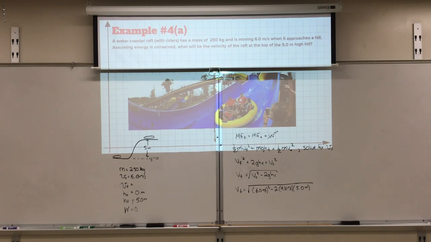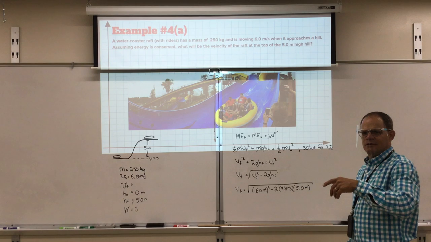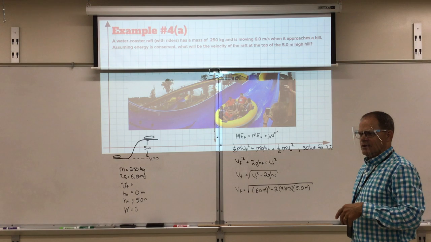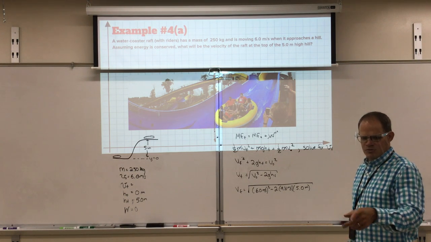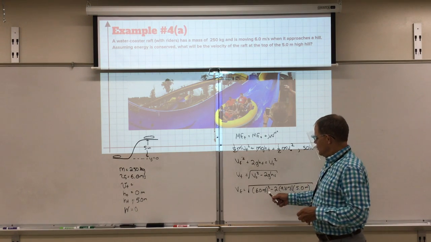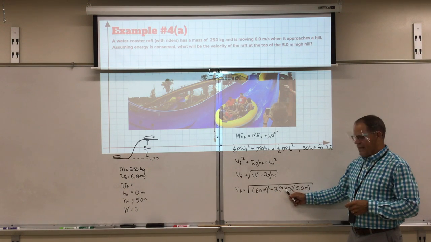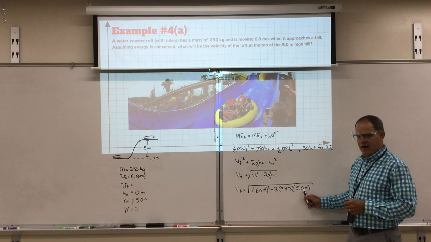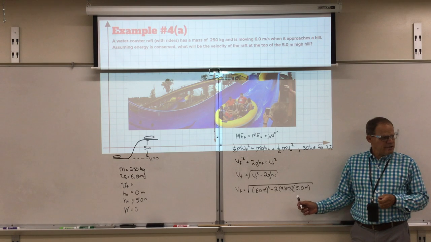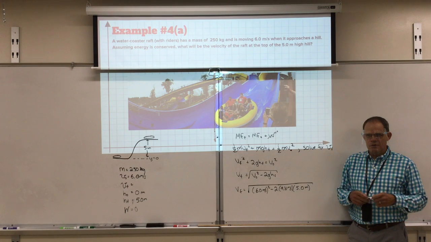Who's got problems? You got problems back there, Brady? My thing doesn't calculate with the minus sign within the radical. It didn't calculate. Couldn't take the square root. What's 6 squared, guys? 36. What's 2 times 10? 20. Times 5? 100. 36 minus 100 is negative. Do you need the square root of a negative number? No.